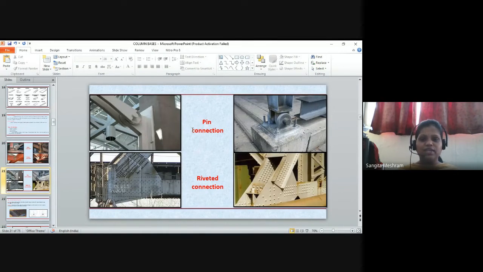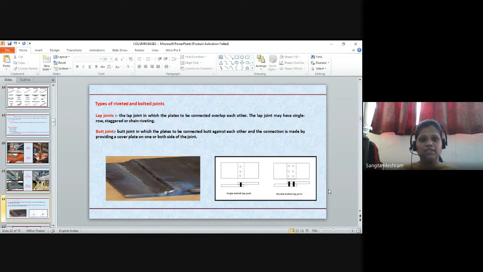Then these are the rivets. Number of rivets we have to use to connect the members. You can see in the bridges, in the truss structure, you can use this riveted connection. So these are the rivets which are provided. Then we have already seen these types of riveted bolted joint. Just the discussion is given here.